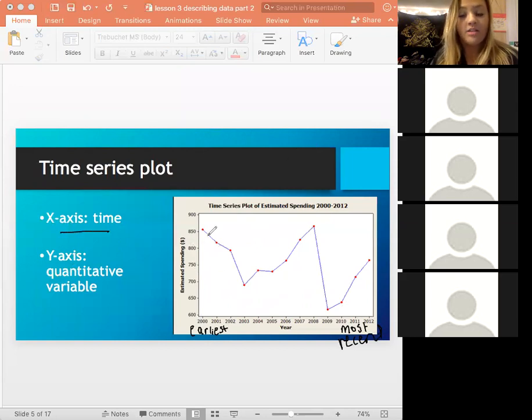So here we have estimated spending. So it's just showing that for each of these years, what the estimated spending is. And technically, you can just put a dot for each of these. But when you connect it, you can see the trend. So here you can say it was decreasing moderately, then it had a sharp decline, sharp incline, and then it kind of stayed stable. So that's why we connect them, because then you're able to see the change over time there.